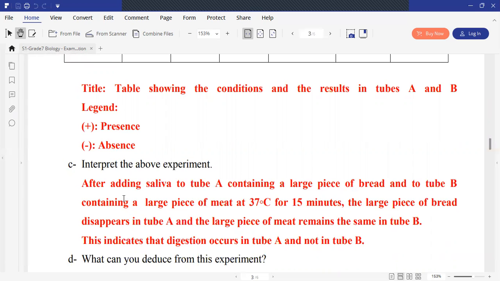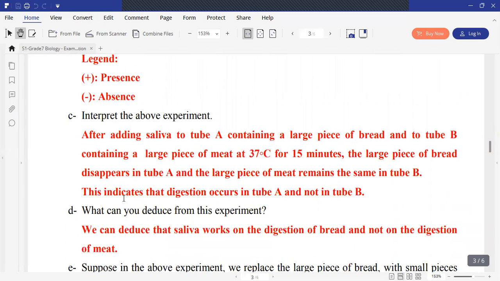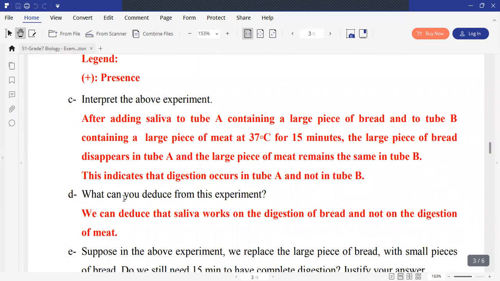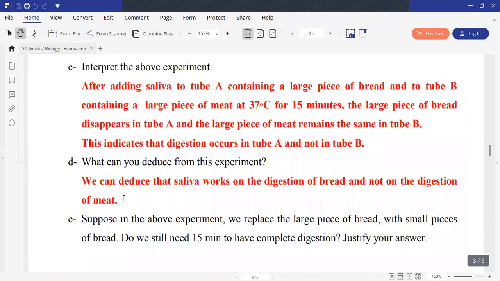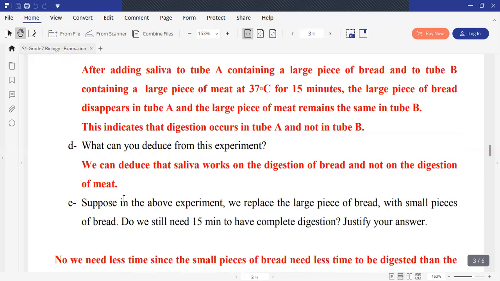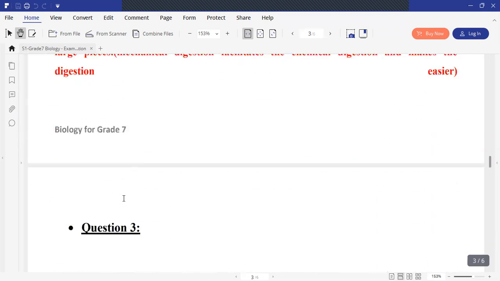So what can you conclude here? You can conclude that saliva works on the digestion of bread and not on the digestion of meat. Suppose in this experiment we replace the large piece of bread with small pieces. Do we still need 15 minutes? Sure not. Why? Because digestion of small pieces is faster than that of the large pieces.